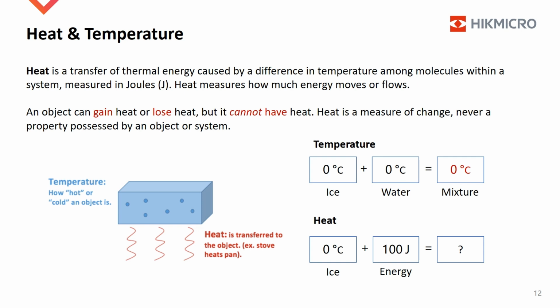For example, when ice of 0 degrees Celsius mixes with water of 0 degrees Celsius, the mixture is still 0 degrees Celsius. Another example is this: after a small ice block of 0 degrees Celsius gains energy of 100 joules, the ice can become a drop of water.